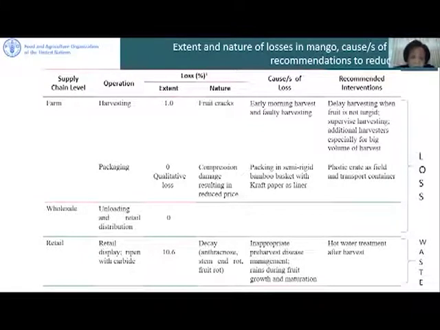Now it's quite interesting when you look at the loss here. You see that from harvest to wholesale, there is zero loss, but that's the quantitative loss. And from what I showed you, it was very clear that there's a lot of qualitative loss taking place. But according to our definition that I provided earlier, in retail that is waste. So because we have poor quality going from wholesale to retail, what happens? You have a very high level of waste and a short shelf life as a result.